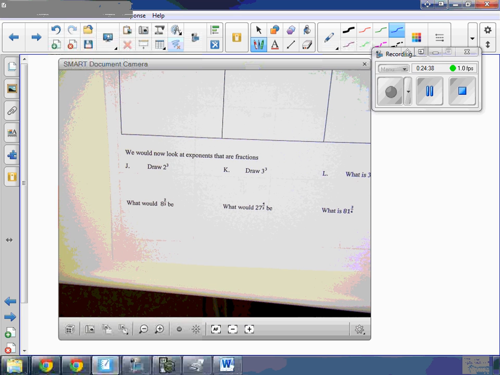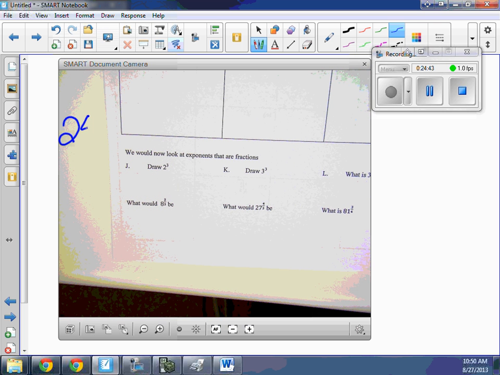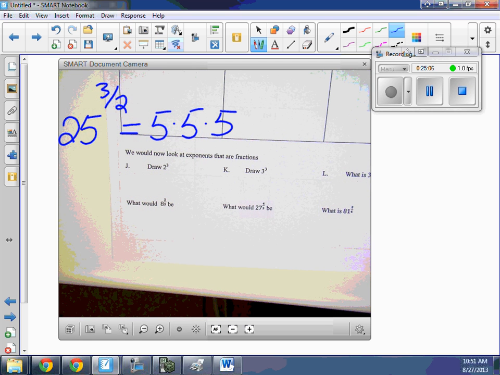Okay, you don't need to write these ones down. You can just watch. So let's say that I had 25 to the 3/2. Can 25 be broken into 2 equal multiplications? What are they? 5 times 5. So for my answer, how many 5s do I need? 3 of them. So I'm going to add an extra 5 to the multiplication. I hope that doesn't confuse you.